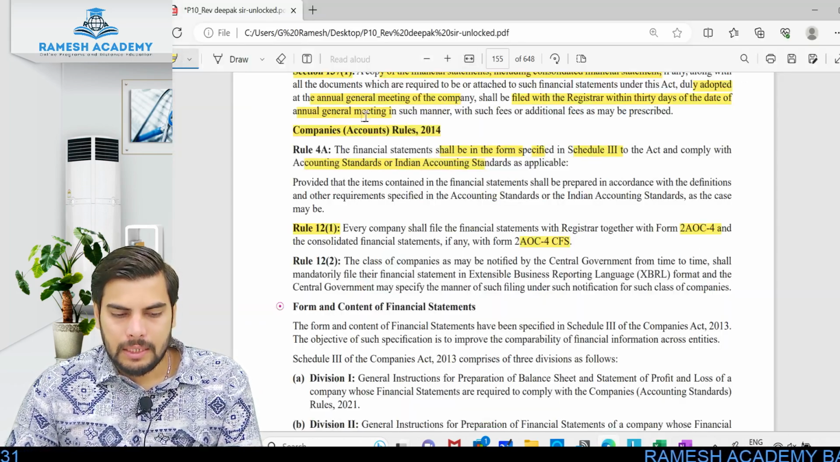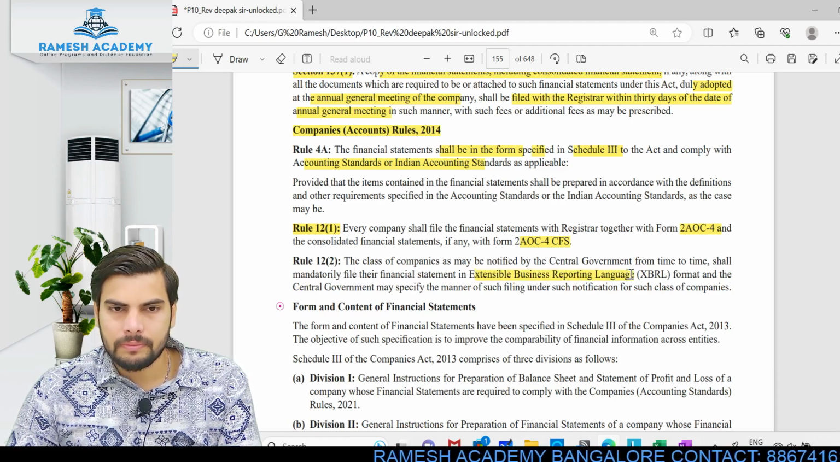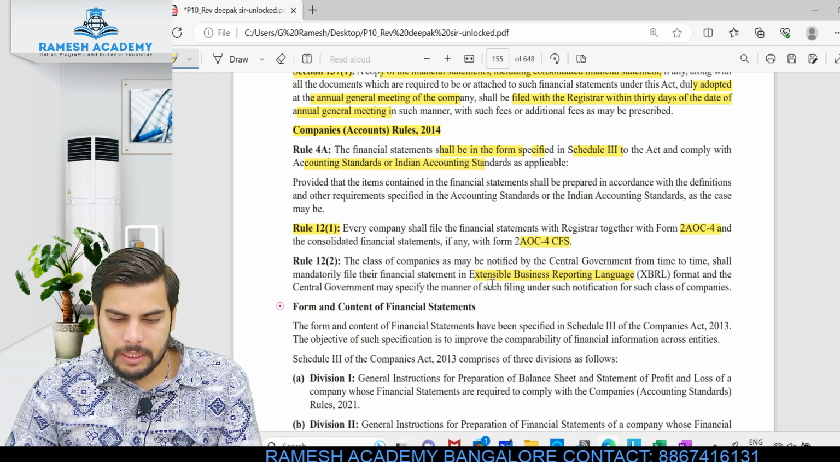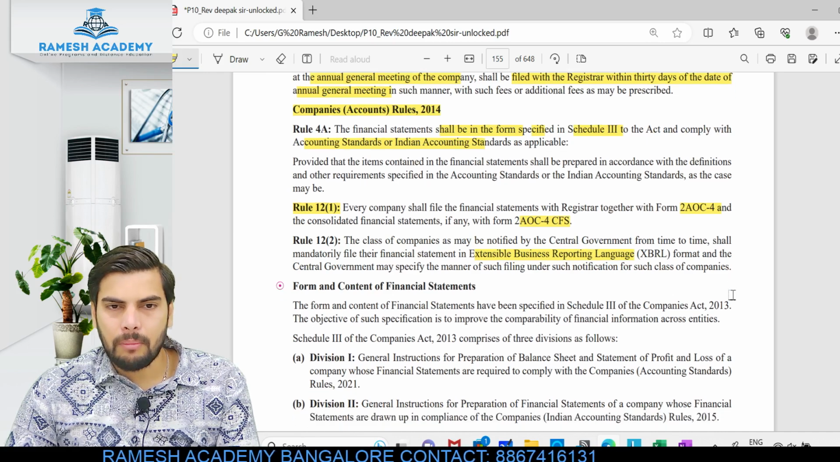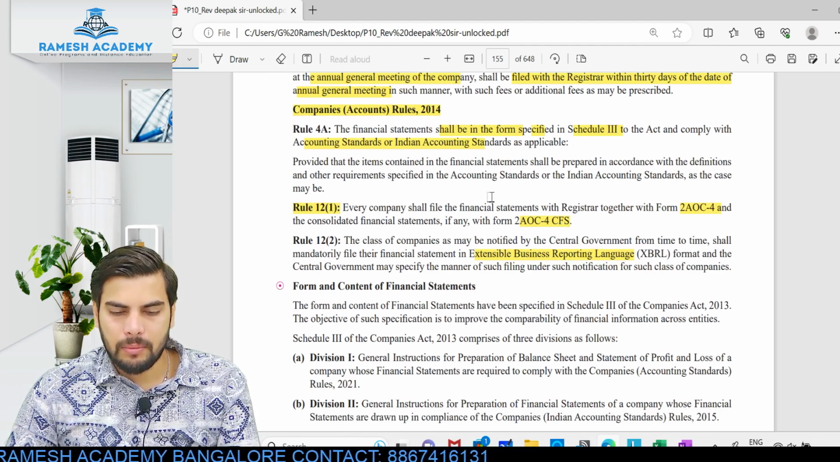Clear? Let's have a look at the next rule. The class of companies as may be notified by the central government from time to time shall mandatorily file their financial statement in XBRL, Extensible Business Reporting Language format, and the central government may specify the manner of such filing under such notification for such class of companies. There are certain classes of companies which will be mandatorily required to file the financial statement in XBRL format. What is XBRL format? Extensible Business Reporting Language.